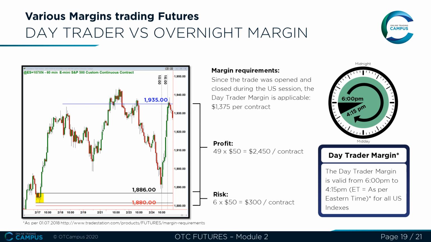As you see, price came into your demand zone at 10 a.m. and hit target at 4 p.m. So the trade took place during this specific time window. So in other words, your day trader margin was applicable. You closed this trade at 1,935 points, which results in a 49 points profit. 49 points times $50 point value equals $2,450 profit on this trade. By the way, position size calculation we cover later on in this course.